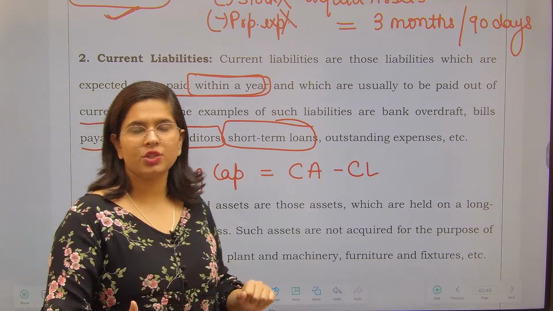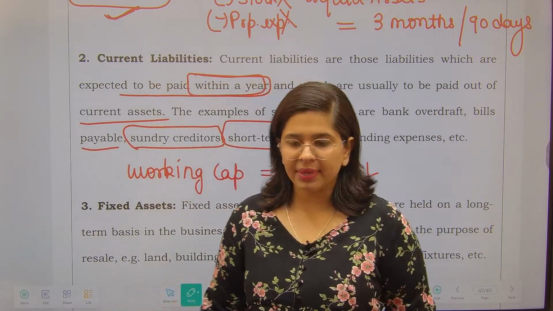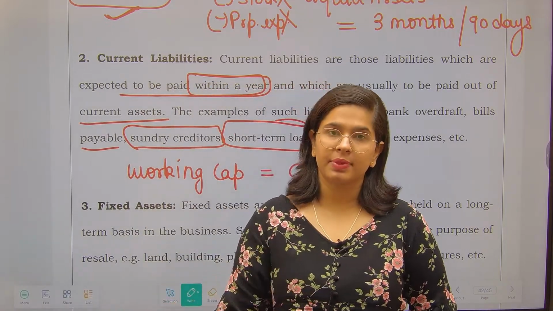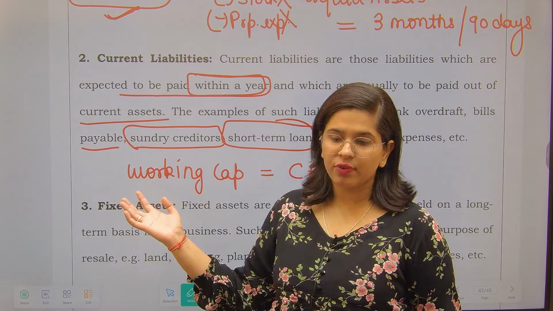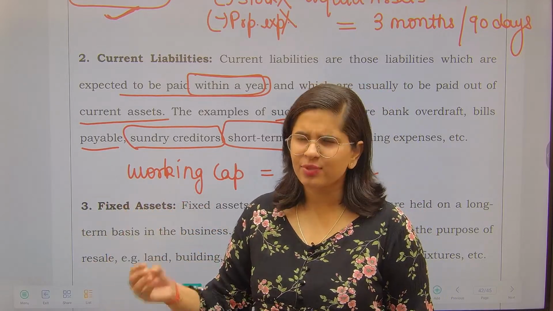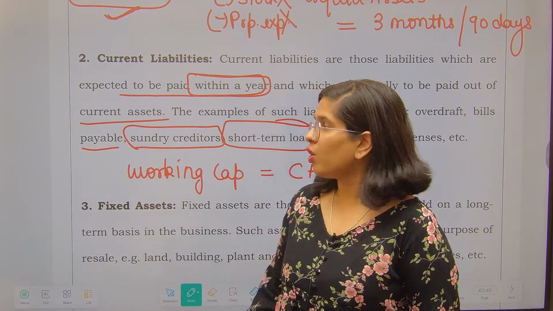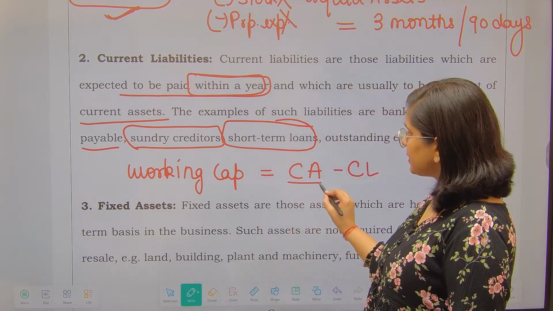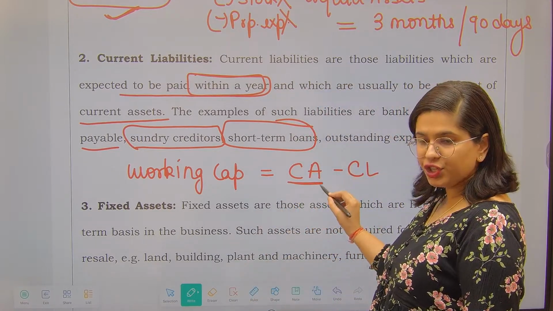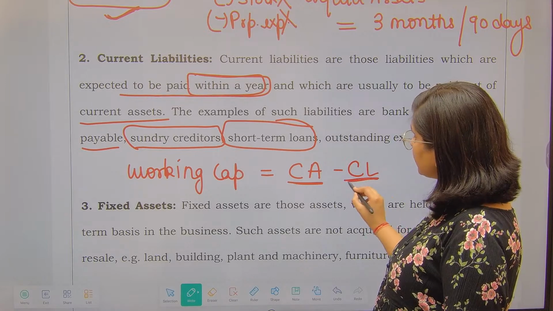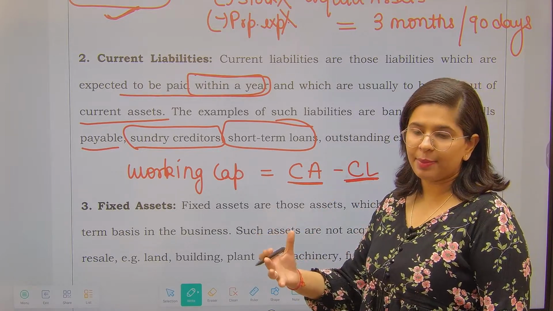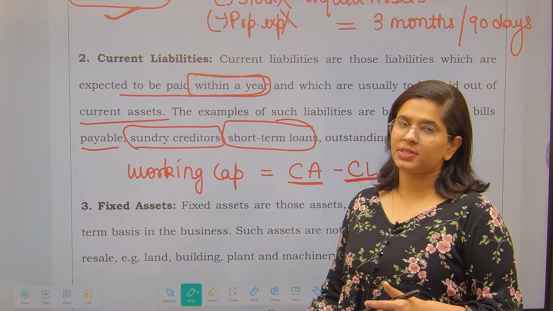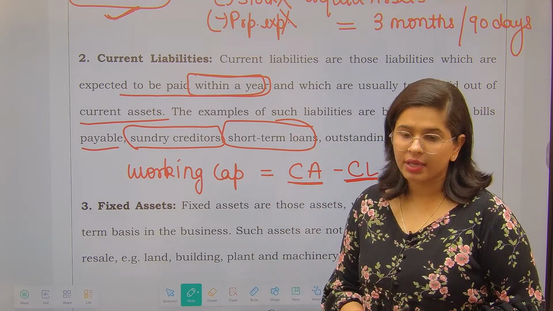See, whatever business you are doing, you should be having some cash in your pocket to run the business, right? So that is called your working capital. Not exactly the cash, but some other assets as well. So, आपके पास कितनी current assets हैं which are sufficient to pay current liabilities, and even after paying current liabilities you will be having some assets with you, that is called your working capital.